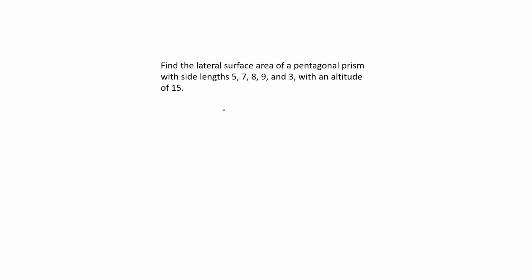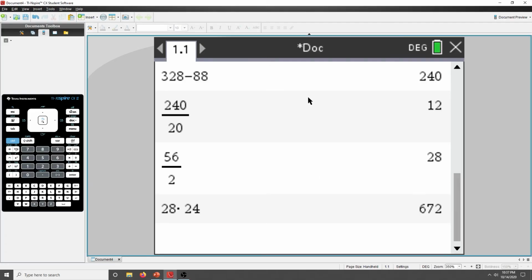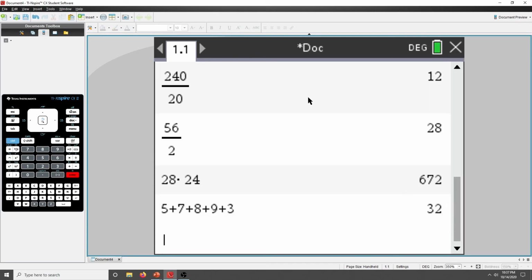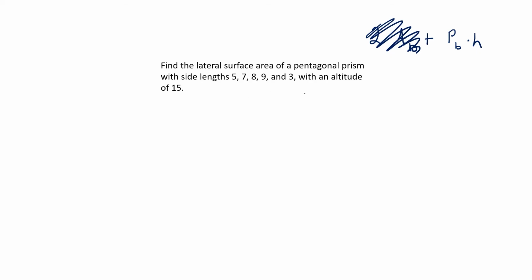So, for the lateral surface area, that's the second half of this equation. Plus perimeter times height or length. So this is the bases. We don't want that right now. We just want that perimeter times the height. So the perimeter of this is 5 plus 7 plus 8 plus 9 plus 3. It's a pentagonal prism with very odd side lengths. So 5 plus 7 plus 8 plus 9 plus 3 is 32. Yeah, those are the right numbers.